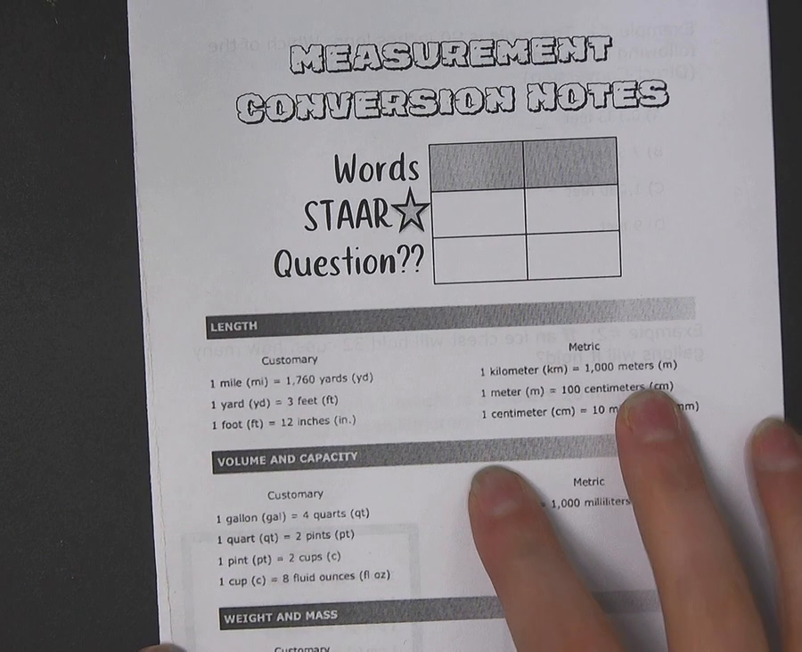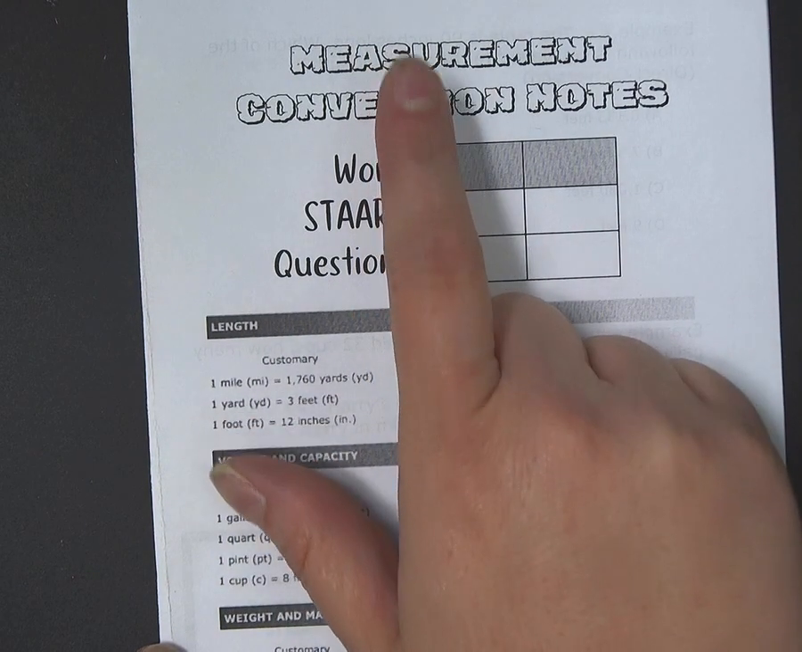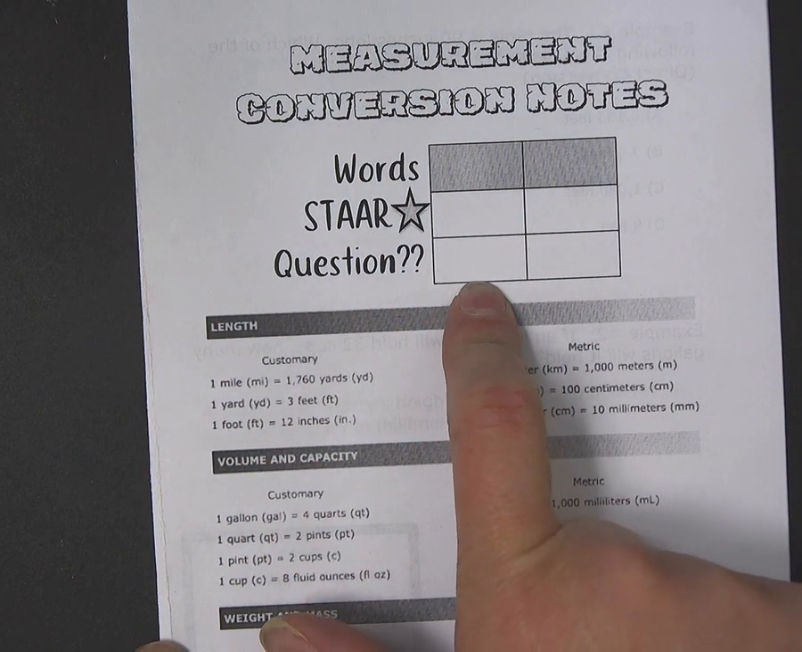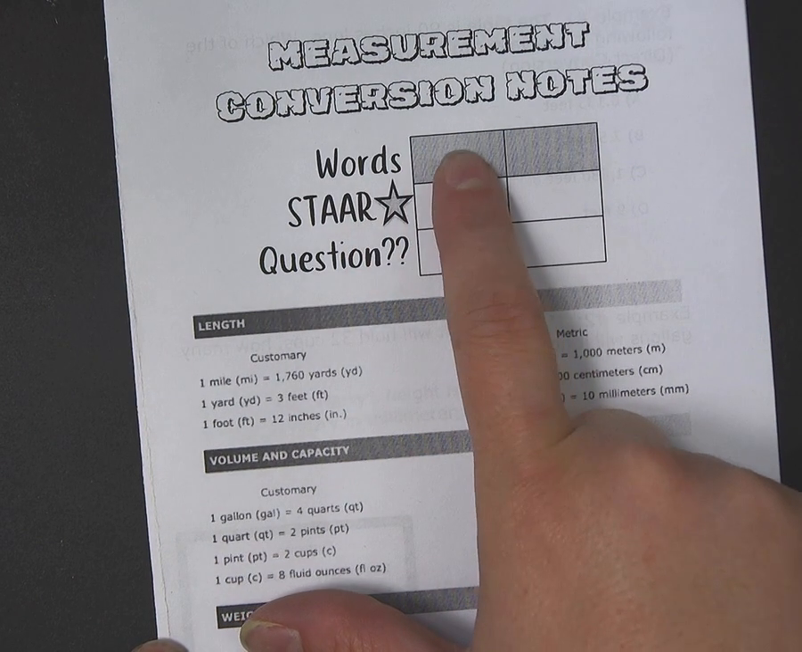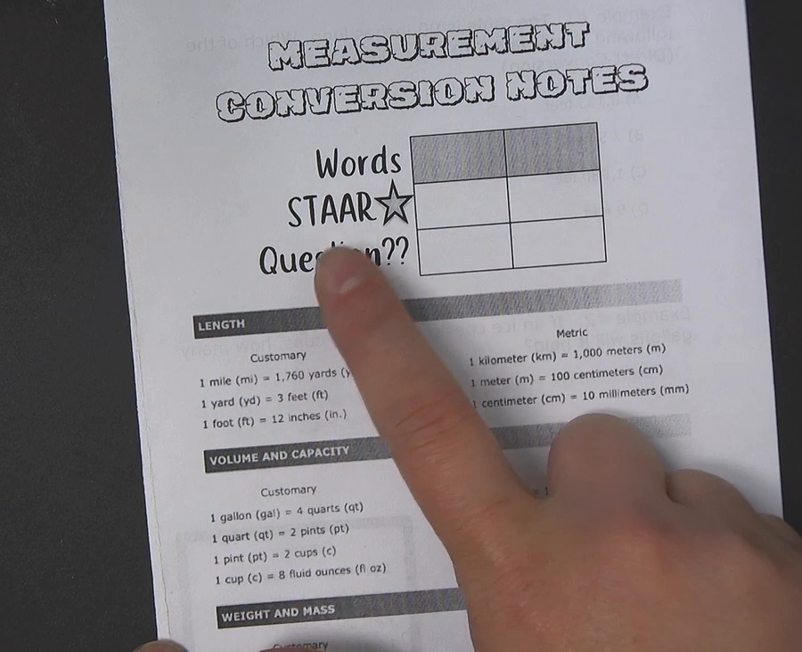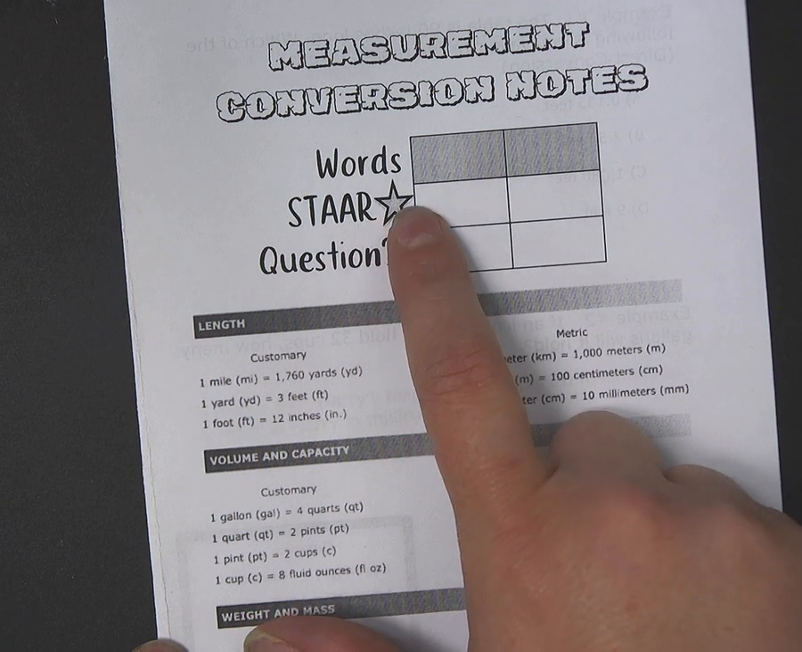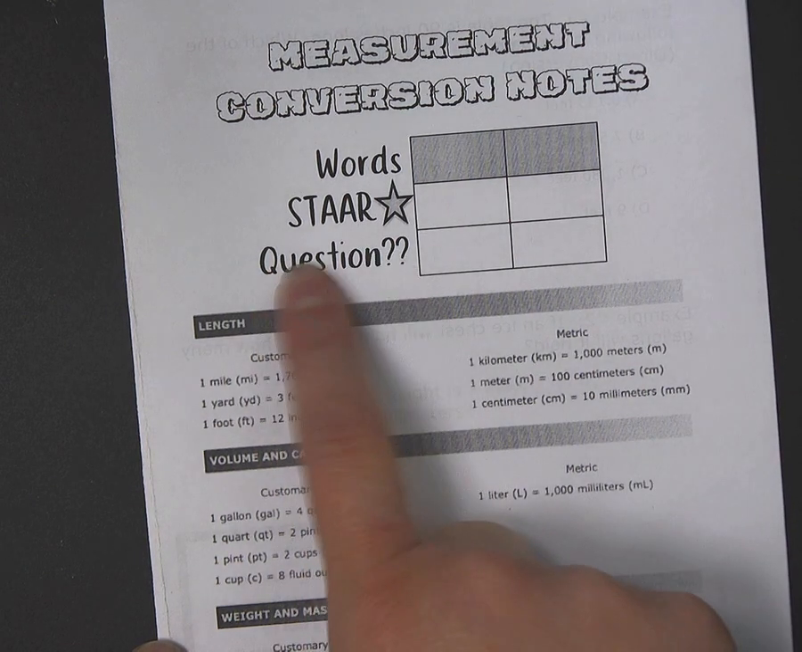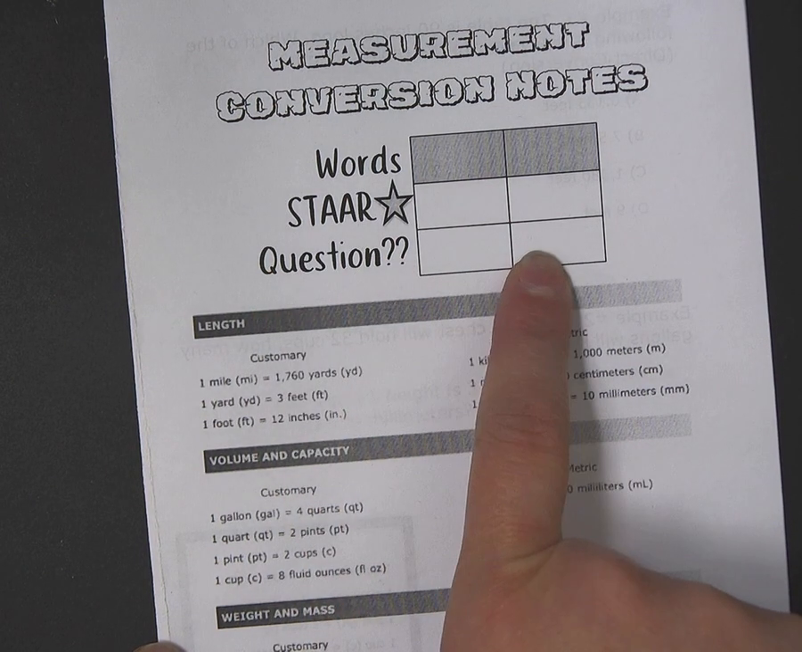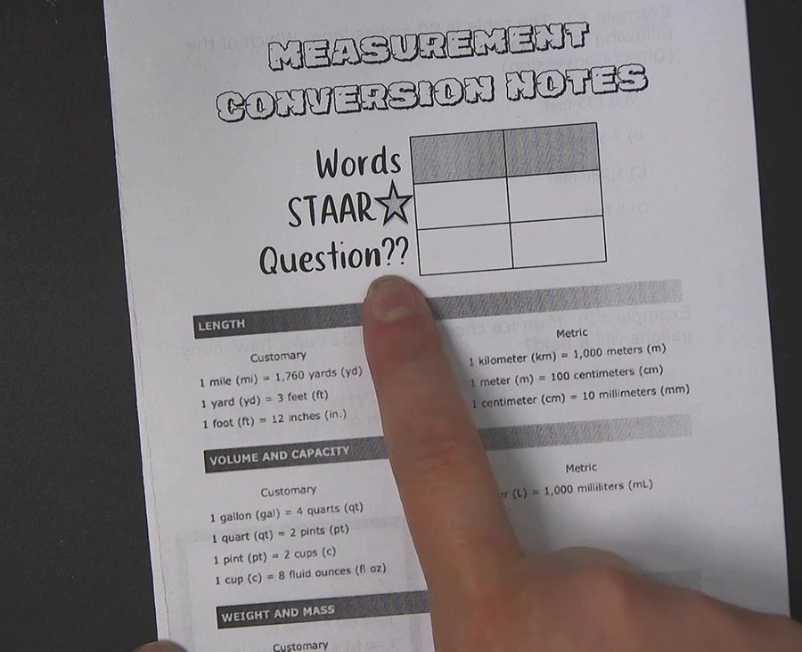Every time they ask you to change from one measurement to another, we are going to create a table. The top of our table will be our words. So if they're changing from feet to inches, the STAAR chart information will be coming from this. And then the question will be, what are they asking us to change? This will be our unknown. This is where X will go as well.